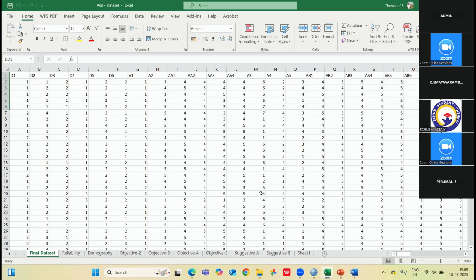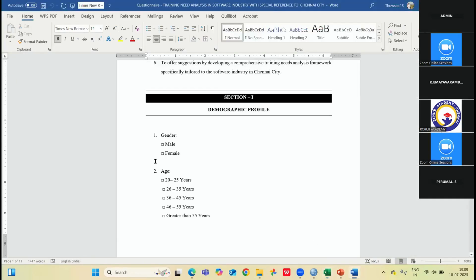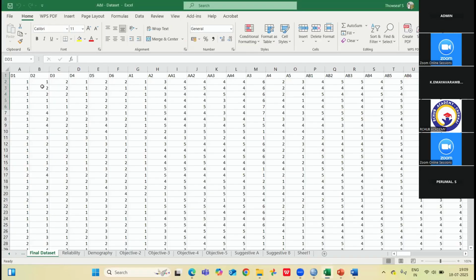I will tell you how. Say, for example, this is the data set. Here I have typed 1, which means the first respondent is male, and he belongs to the age category of 1. After collecting the data through the questionnaire, he ticked male, and he also ticked that he belongs to the age category of 20 to 25, which is the first option. So I typed 1 because, as I told you before, SPSS only understands numbers. It doesn't understand alphabets, words or strings.